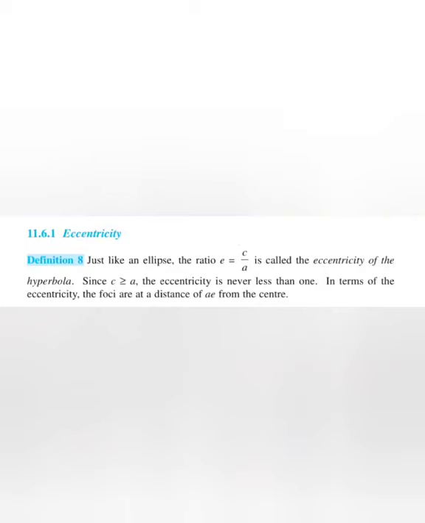Now we define eccentricity of hyperbola. Just like an ellipse, the ratio e equal to c by a is called the eccentricity of the hyperbola. Here c is greater than or equal to a, so eccentricity is never less than 1. Or we can define eccentricity as the ratio of distances from the center to one of the foci and to one of the vertices of the hyperbola.